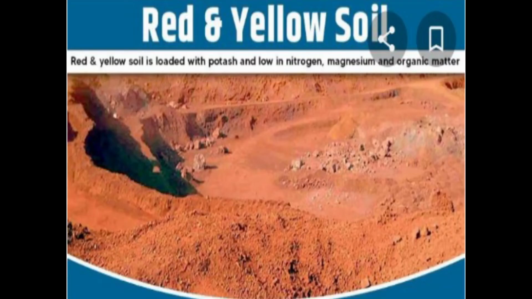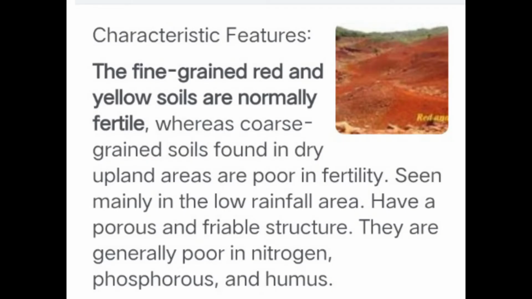The next soil we are going to study is the red and yellow soil. You can see the spectacular color of it. The characteristic feature of this soil is that the fine-grained red and yellow soils are normally fertile, whereas the coarse-grained, roughly grained soils are found in the dry uplands or little plateau regions, and they are poor in fertility. Whichever soils are found in the dry regions are a little poor in fertility.